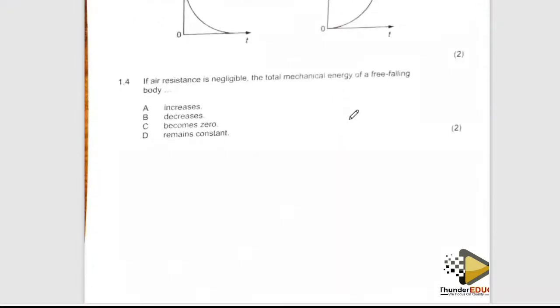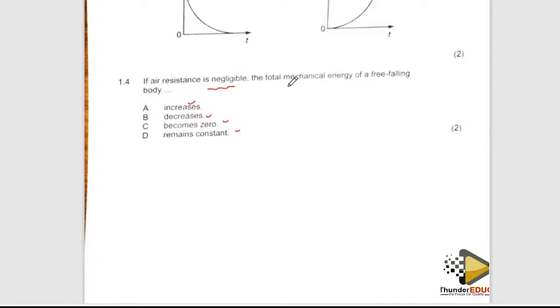Then 1.4, they're telling us that if air resistance is negligible, what's the total mechanical energy of a free-falling body? If air resistance is negligible, the total mechanical energy of a free-falling body increases, decreases, becomes zero, or remains constant.